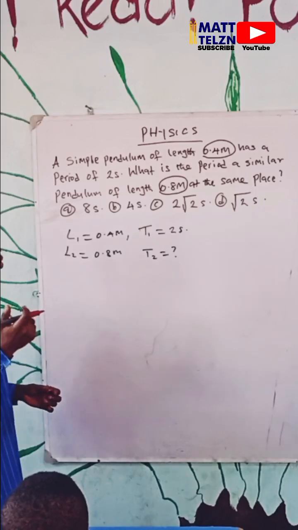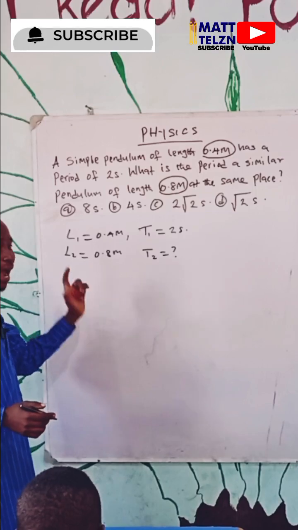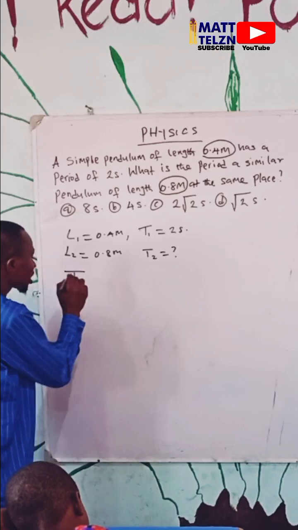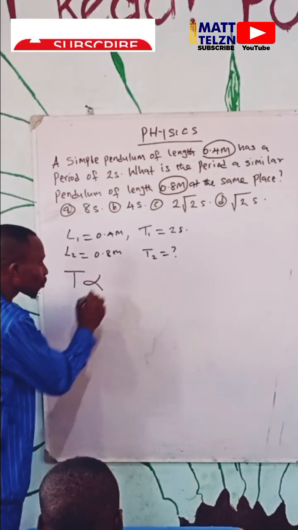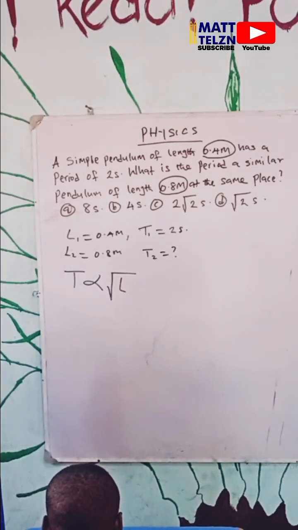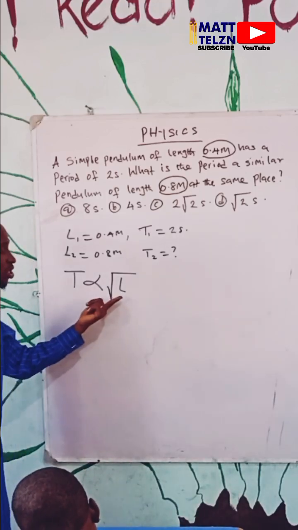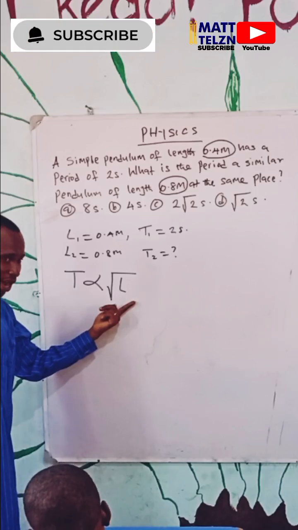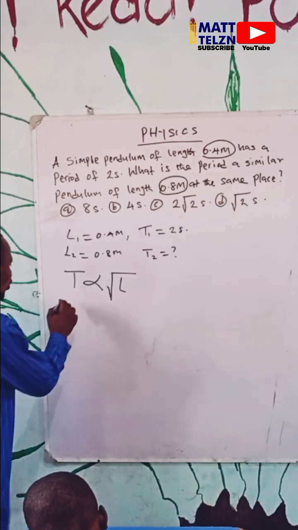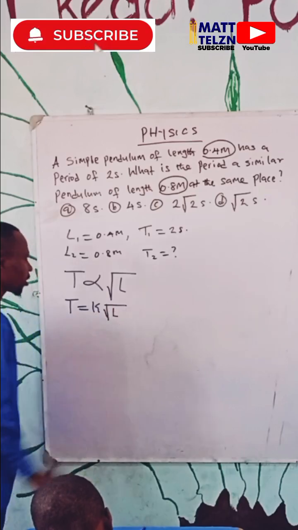Good. Now, you recall that the relationship between the period and the length of a simple pendulum is that the period of a simple pendulum is directly proportional to the square root of the length. Do you understand me? Directly proportional to the square root of the length, right? Good. Now, if I remove this sign of proportionality, I'm going to introduce a constant. So I have T equal to K root L, right?